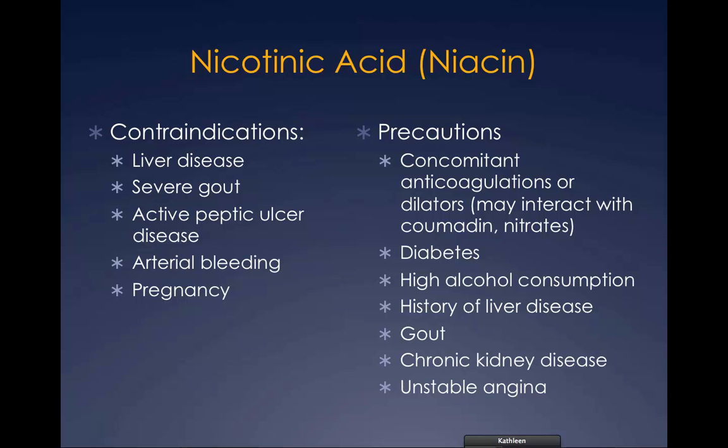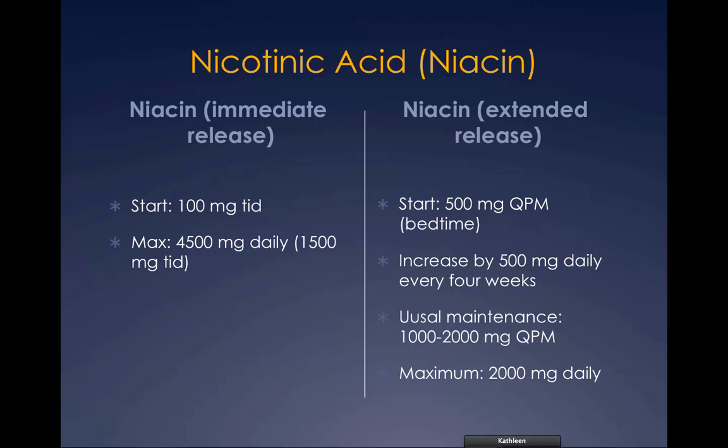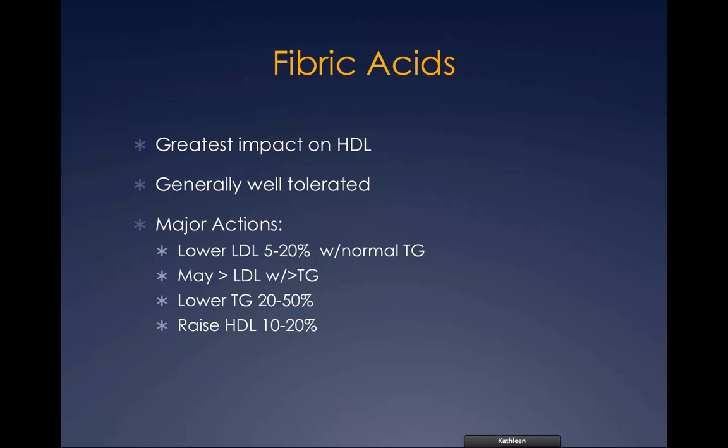Patients who are diabetics, have high alcohol consumption, a history of liver disease, gout, chronic kidney disease, and unstable angina. You can prescribe niacin immediate release or niacin extended release. The immediate release, you start at 100 milligrams TID. The maximum is 4,500 daily, and it's 1,500 milligrams TID. Extended release is 500 milligrams at bedtime, increased by 500 milligrams daily every 4 weeks, and the usual maintenance is 1,000 to 2,000 milligrams at night.